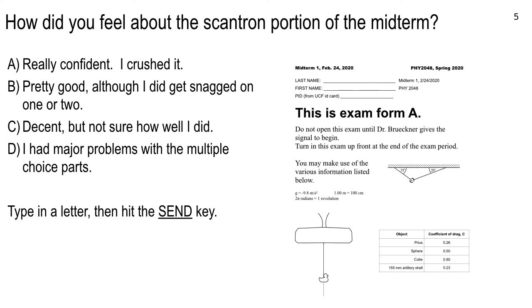Okay. Let's take a look at this one. So there were a good fraction of you who felt really confident you crushed it. B, pretty good. C, so-so, decent, not sure how well I did. D, major problems, just 2 people. All right, I guess that's acceptable. Now that doesn't tell you what your grade is, but it tells you what you're feeling about it. So that's really what I want to know.